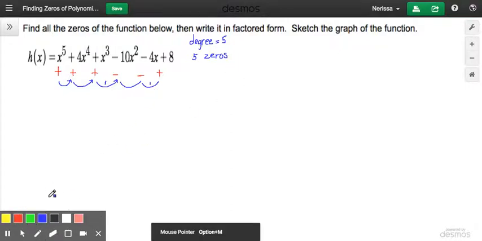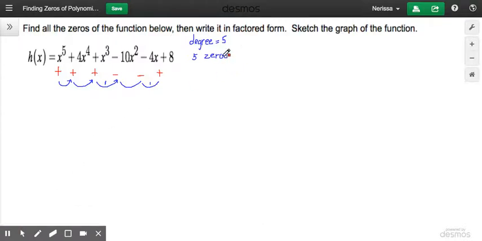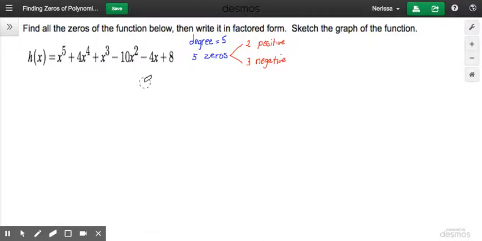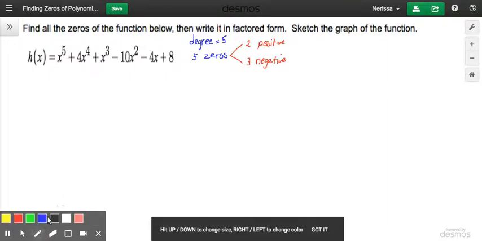Okay, that means that out of the 5 zeros that we are going to look for, 2 of them are positive, and 3 should be negative. All right, so now we have an idea how many zeros we need to find and what kind they are, whether they're positive or negative.